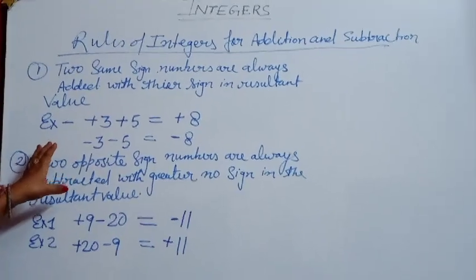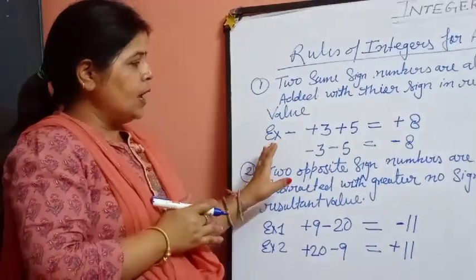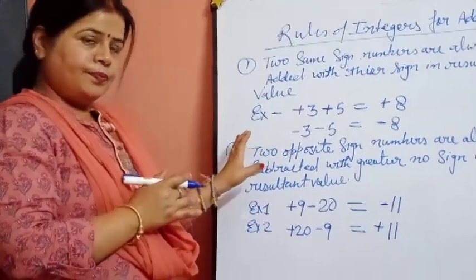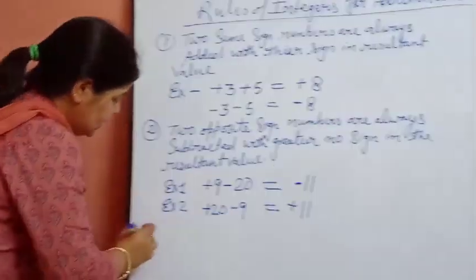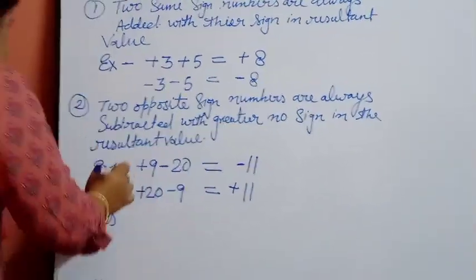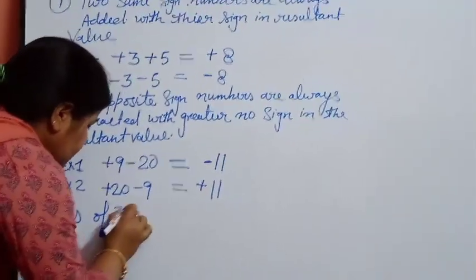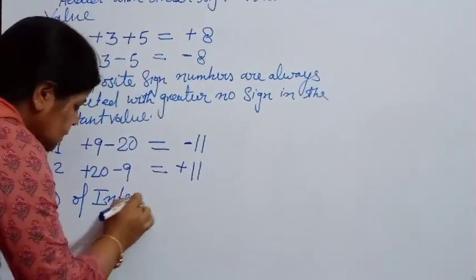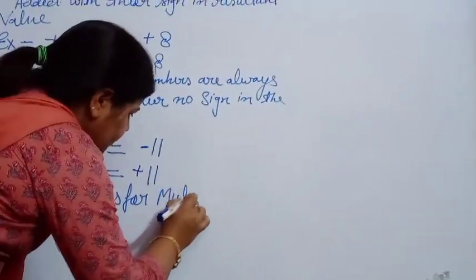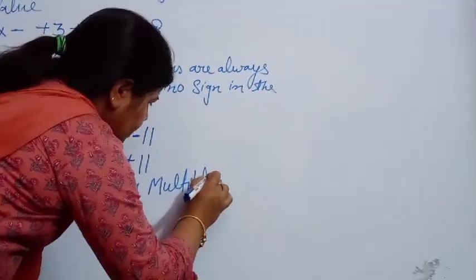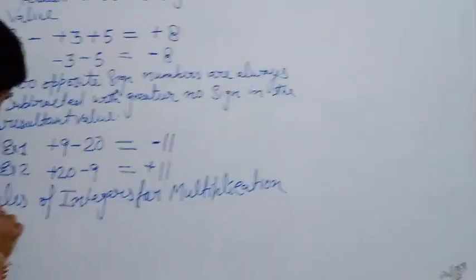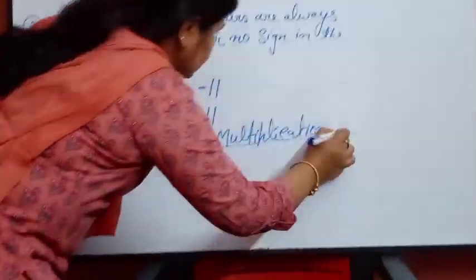Okay, now we are going to learn the rules for multiplication. Second is rules of integers for multiplication. Rules of integers for multiplication.